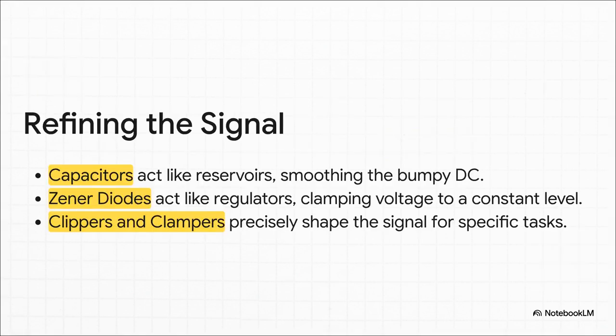So, to smooth things out, we bring in some new players. First, a capacitor, which acts like a tiny water reservoir, storing charge and releasing it to fill in the gaps and smooth out those bumps. Then, other components, like Zener diodes, act like pressure regulators, locking the voltage at a super precise, stable level. Now that is the clean power our devices need.